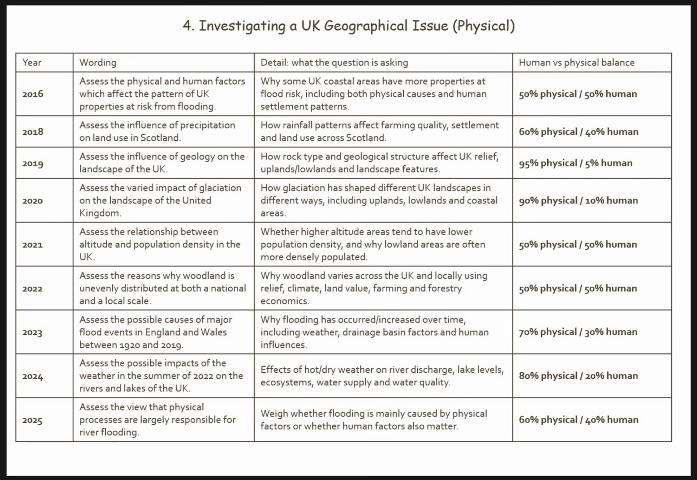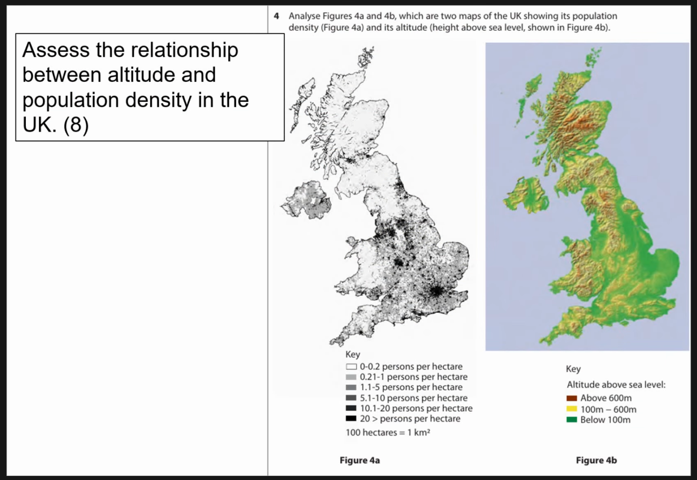Question 4. What I've done on this slide is outline all the questions from the papers that have gone previously, and given my own sense of where they fit. Most of them should be physical, but there are some that overlap with human. This question here for 2021 is the relationship between altitude and population density. This is your 8-mark question.